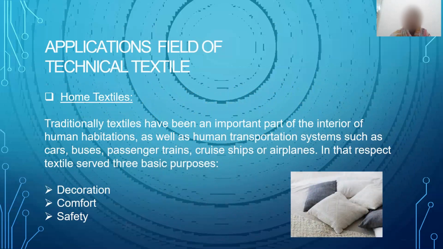Next, we have some applications in the field of technical textile. The first application that we will discuss is home textile, that is the use of textile in our homes. We can use textile in our home for comfort, safety, and decoration. Traditionally, textiles have been an important part of the interior of human habitations as well as human transportation systems, as they can be used in cars, buses, passenger trains, ships, or airplanes. With respect to textile, following are the purposes it is used for.